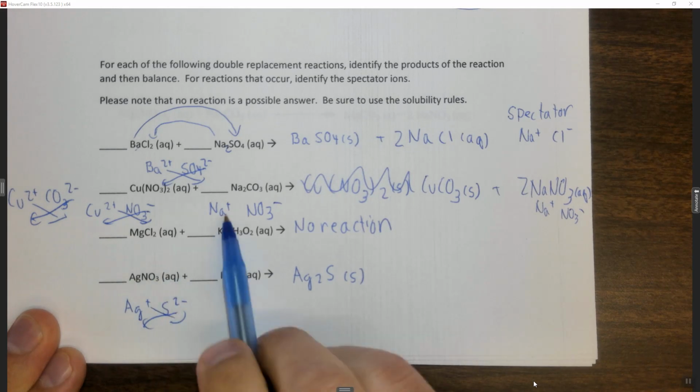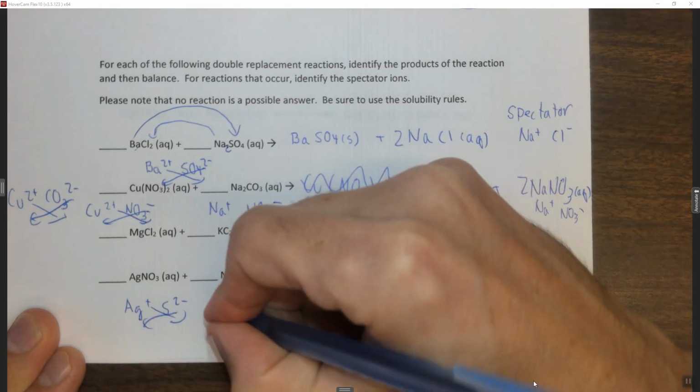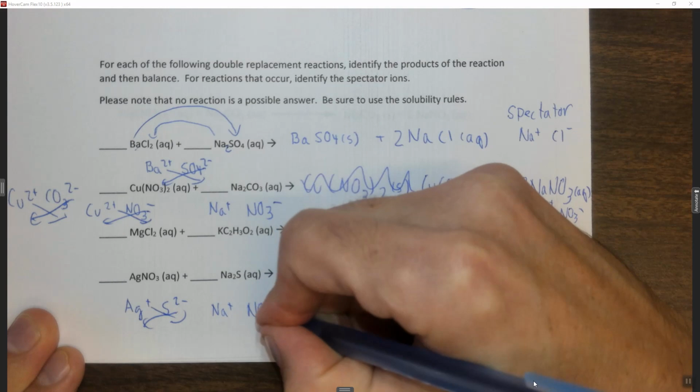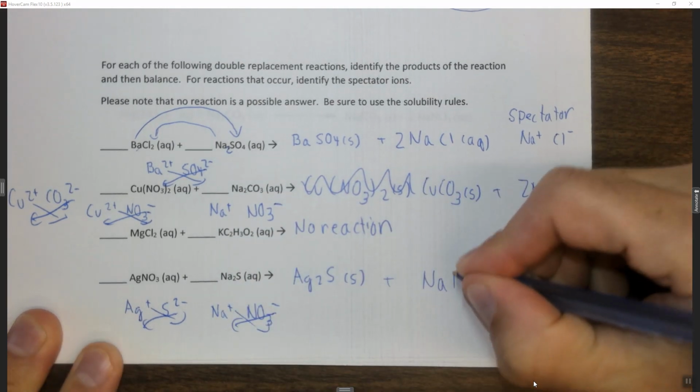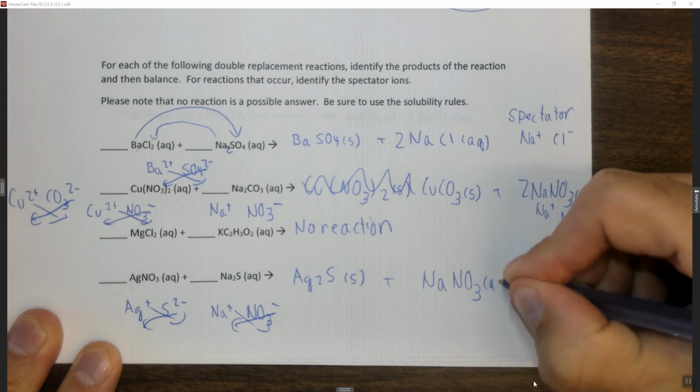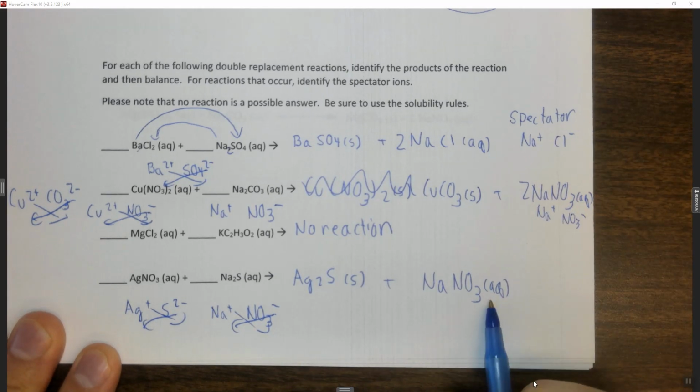Sodium goes with nitrate. We already found sodium nitrate before, but we have Na plus, NO3 minus. We cross them. They're both 1. And we get NaNO3, which is aqueous. So here's our aqueous product.